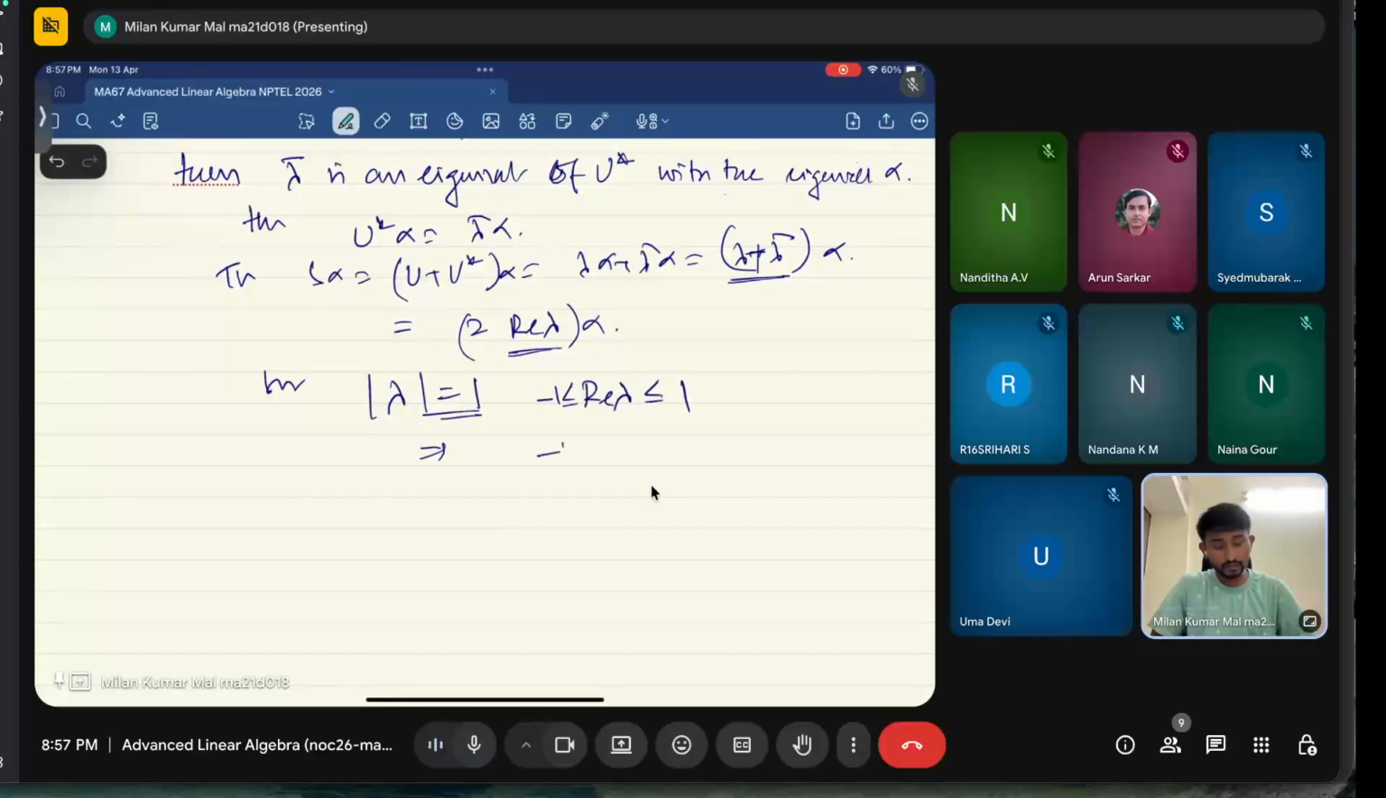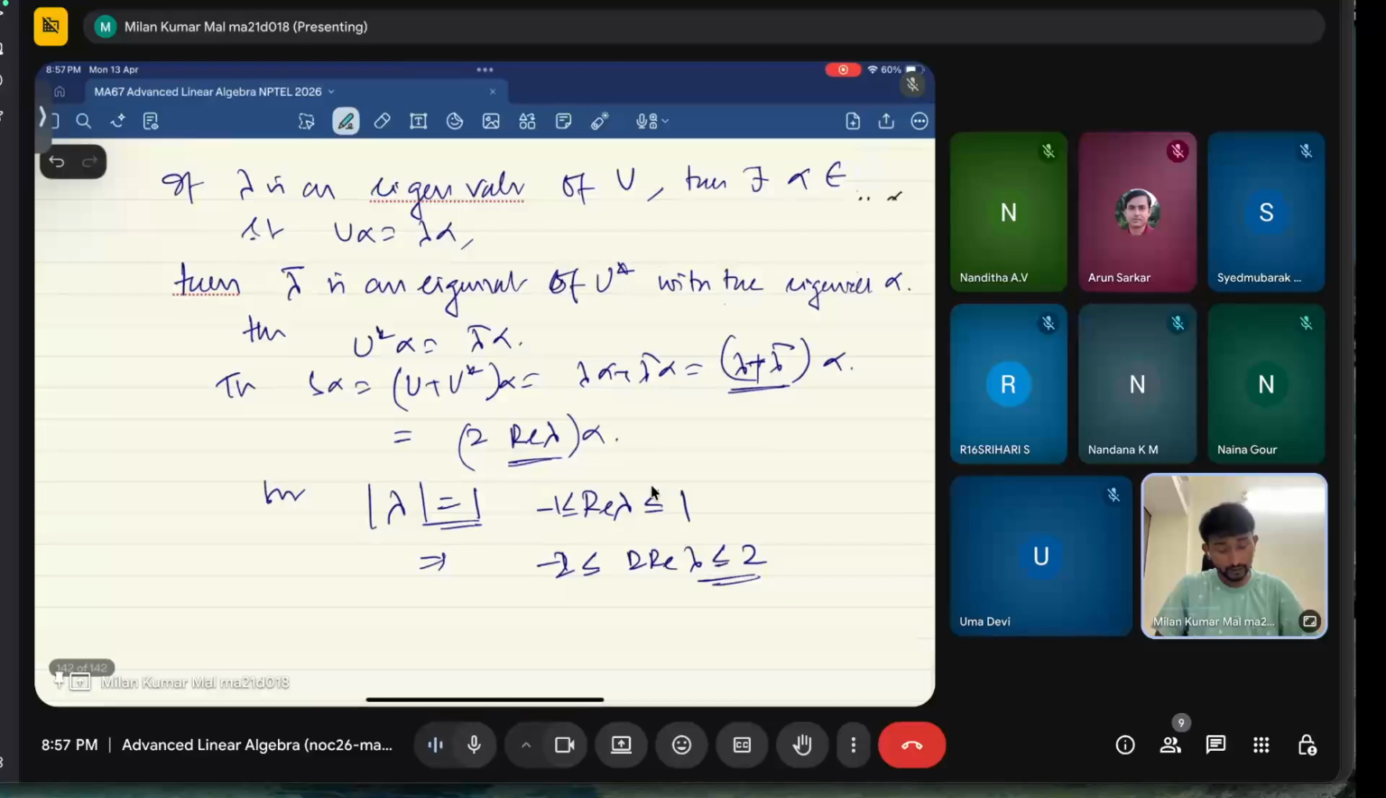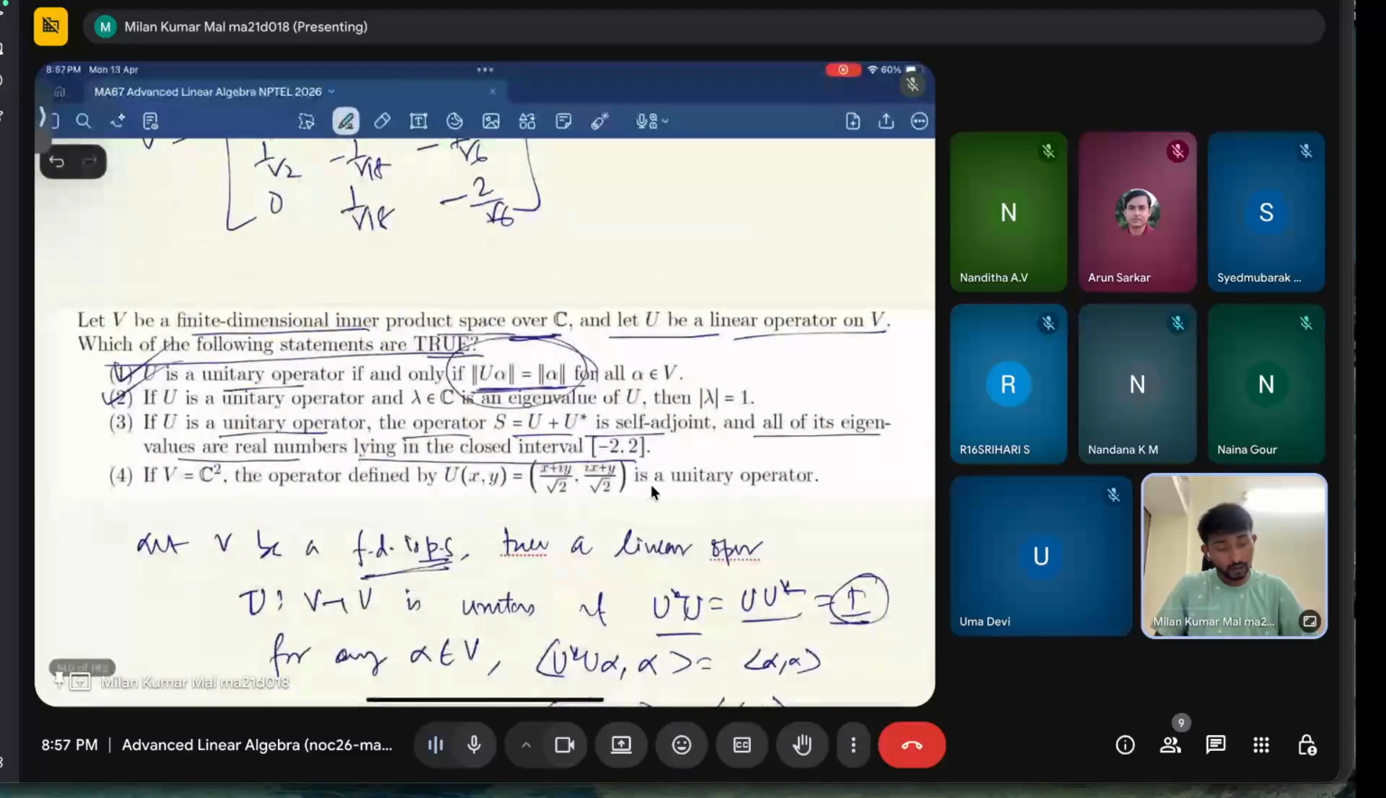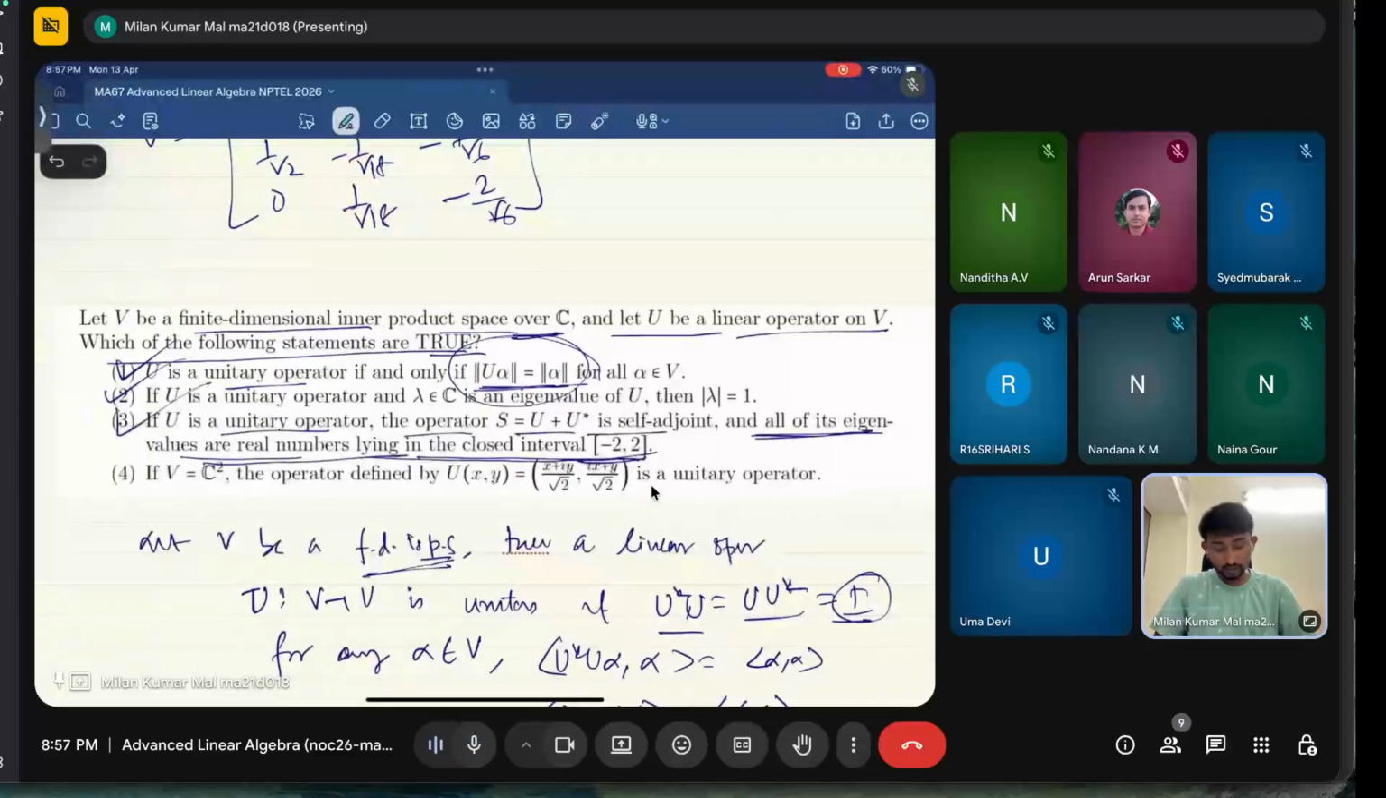So that means minus 2 is less than or equal to 2 times the real part of lambda, which is less than or equal to 2. Therefore the spectrum, these eigenvalues, are contained in minus 2 to 2. All of its eigenvalues are real numbers because of the self-adjointness, lying in the closed interval minus 2 to 2. This is true. Last option.